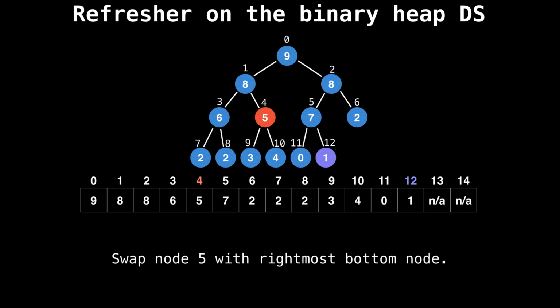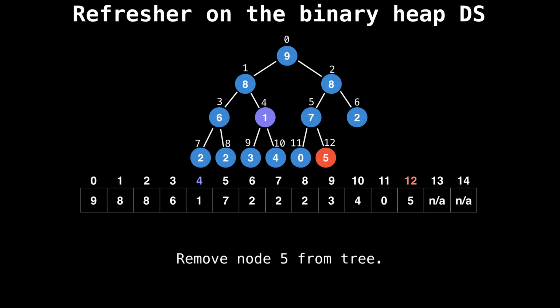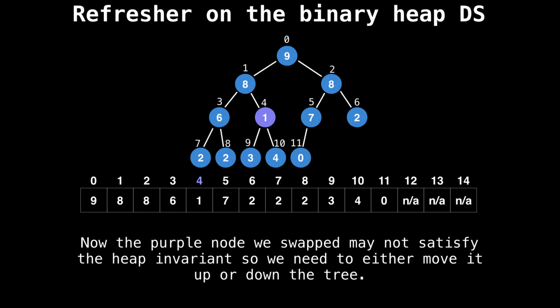So we found a node with a value 5. To actually remove it from the heap, swap it with the rightmost bottom node. Once this is done, remove node 5 from the tree. Now the purple node we swapped into 5's position may not satisfy the heap invariant, so we need to either move it up or down the tree. In this case, since the purple node has the value of 1, which is smaller than its children, and we're dealing with a max heap, we'll want to move the node down.